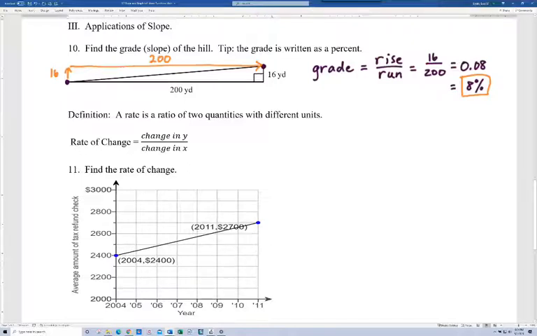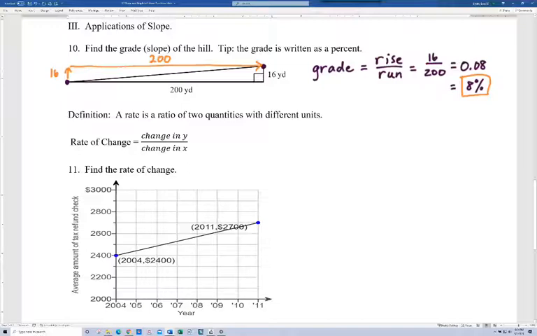Now next here we have a problem where we're going to deal with rate. It says definition, a rate is a ratio of two quantities with different units. For an example, you might have miles per hour or miles per gallon. These are ratios of numbers where there are two different units. So that's the idea here.